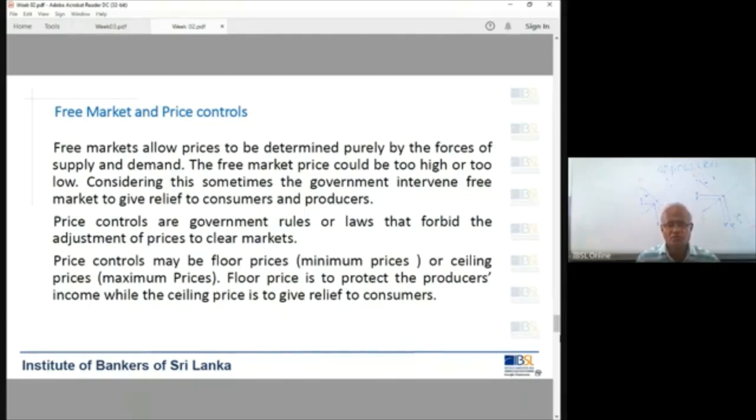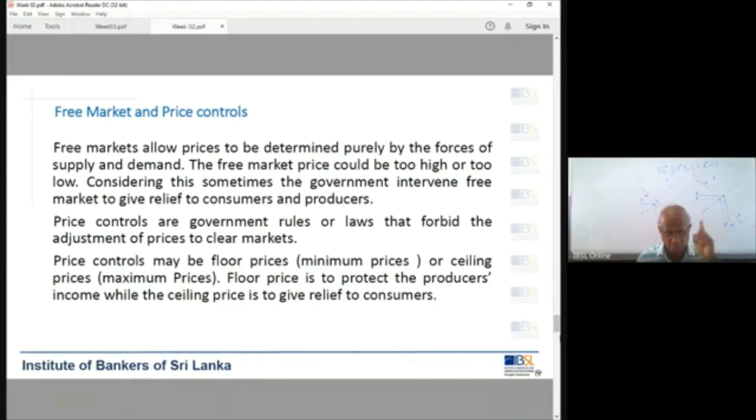What will happen to the market? Now market forces are not free. They are binding. Government regulations are there. They can't move up and down freely. Right? Now government says one thing.